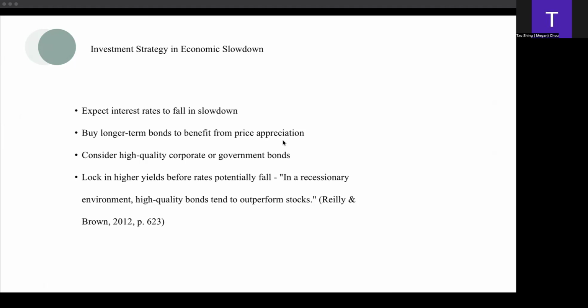Raleigh and Brown point out that in a recessionary environment, high-quality bonds tend to outperform stocks. This strategy also allows investors to lock in higher yields before rates potentially decrease.